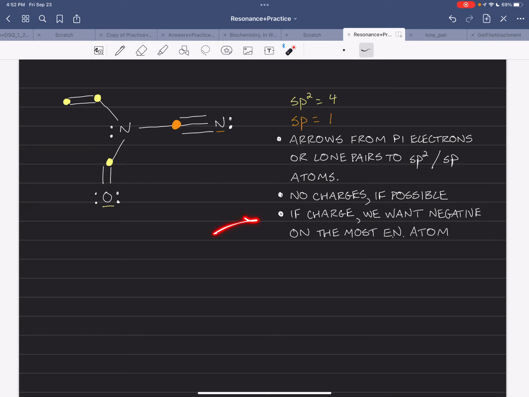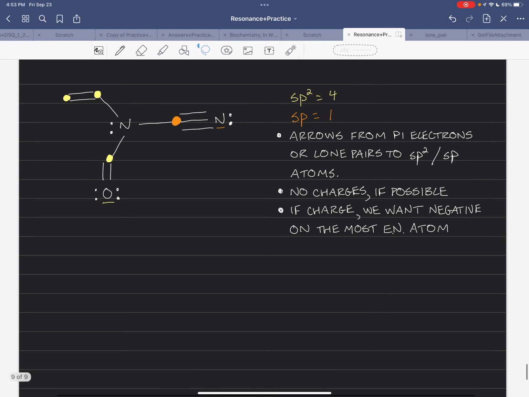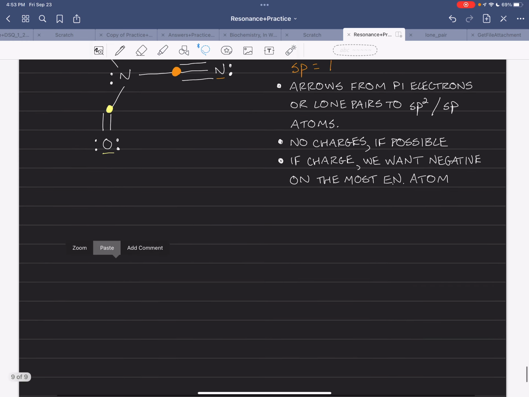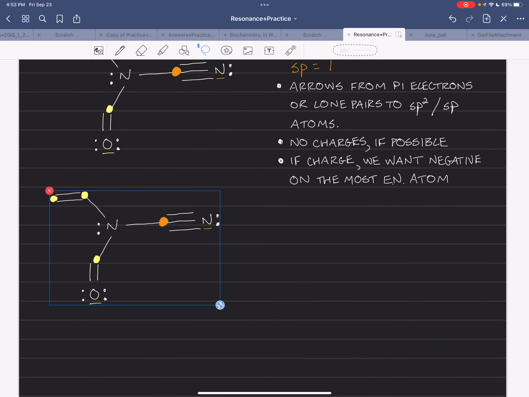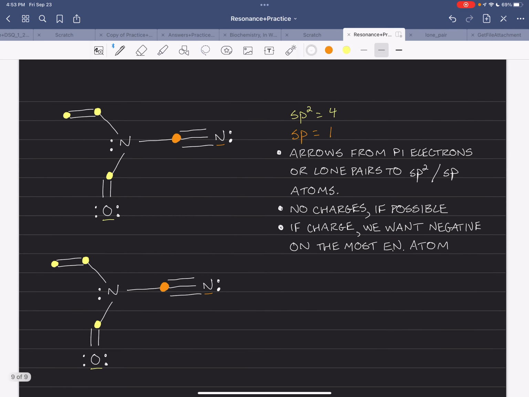In terms of the stability of resonance contributors, we don't want any charges if possible. So this contributor does not have any charges. If we do need to create charges, having a negative charge on the most electronegative atom, which in this case would be an oxygen, would definitely be preferable. So let's see what we can do here, and let's see if we can create some resonance contributors. The one thing you want to do is always make copies of what you're going to draw, and you just want to draw arrows on your original one.